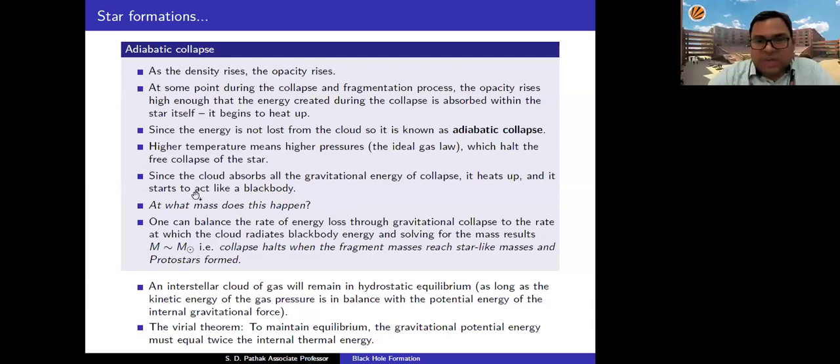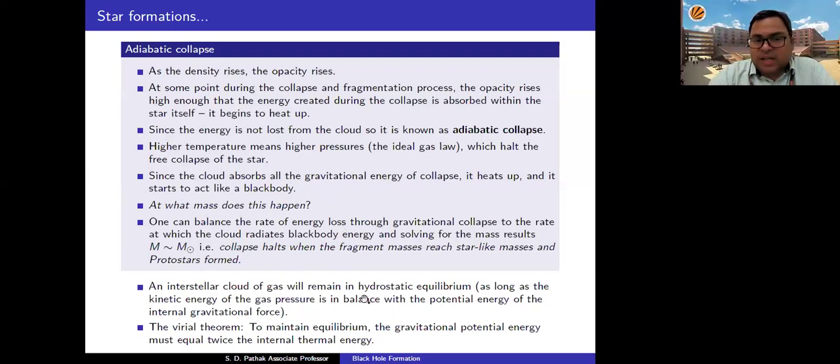A very important question appears here: at what mass does this happen? Gravitational collapse has started, but at a particular mass it will halt, right? This can be calculated. The mass is equal to the average star mass, that is, about the mass of the sun. That means the collapse halts, and the fragmentation too. Once the protostar is formed, gravitational collapse does not start again, right? So here you can see how interstellar gravitational collapse gives birth to the protostar.